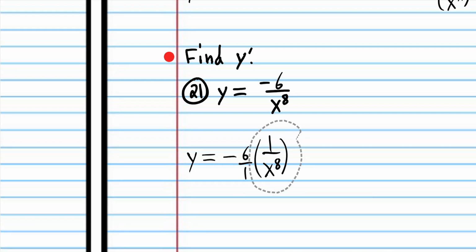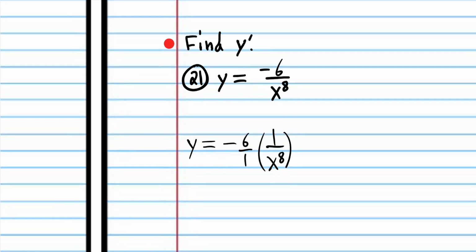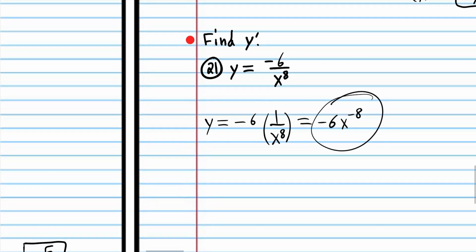And remember, when you multiply fractions, you just multiply straight across. So negative 6 times 1 is negative 6, and 1 times x to the 8th power is x to the 8th power. So that's just basic math. So I factored the negative 6 out, and then I'm going to use exponent rule 8 to change that expression to x to the negative 8th power. At this point, we're ready to take the derivative. We could not take the derivative in this form because we haven't learned how to do that yet.